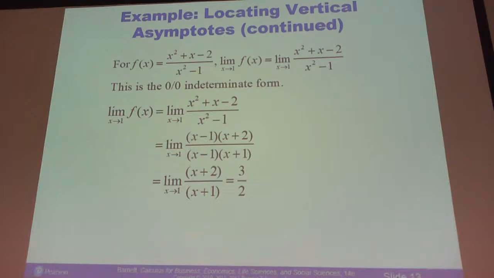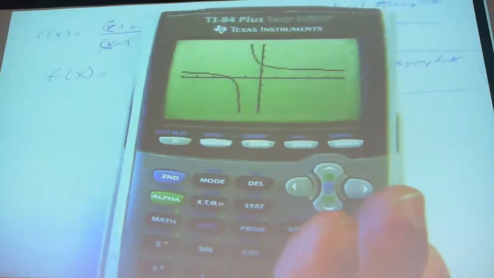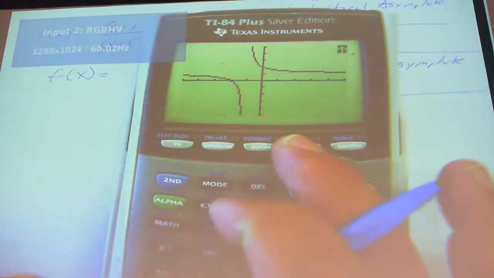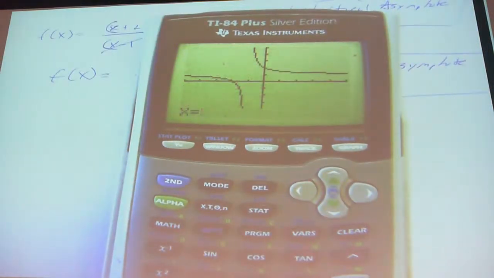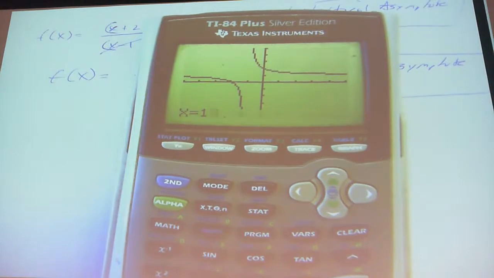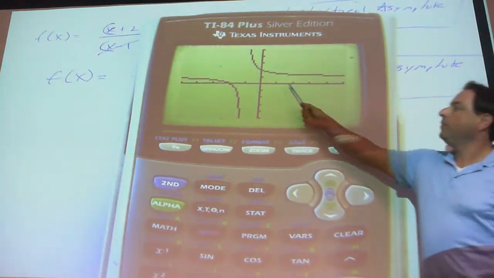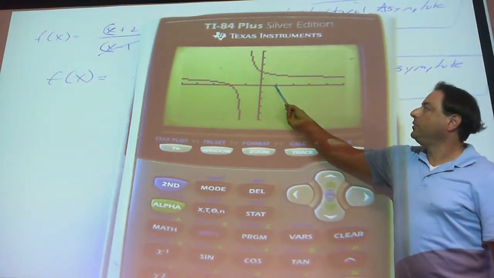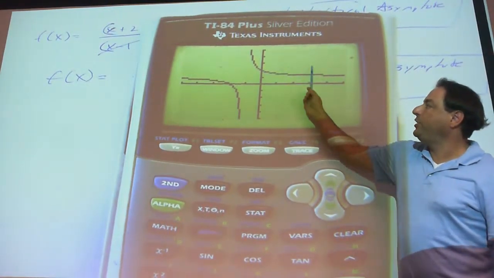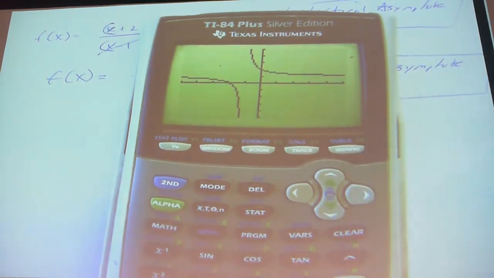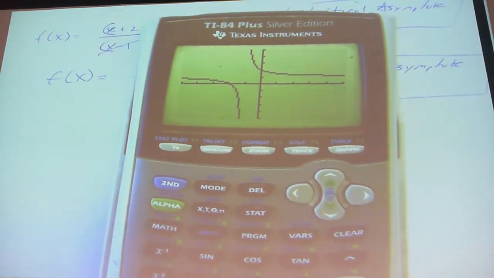And then we have the calculator, so we can do second trace, number 1 for value. I can go look at 1. If you look at 1, it's 3 over 2. From the left, it's 3 over 2. From the right, it's 3 over 2. The answer is 3 over 2. Okay? So we have all these tools to back up why it works and to check.